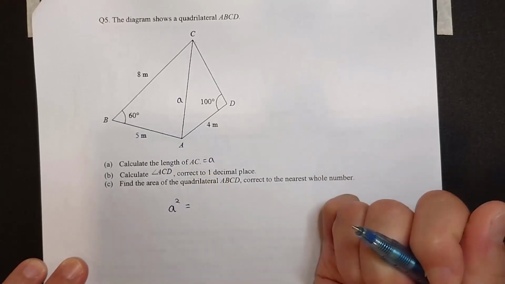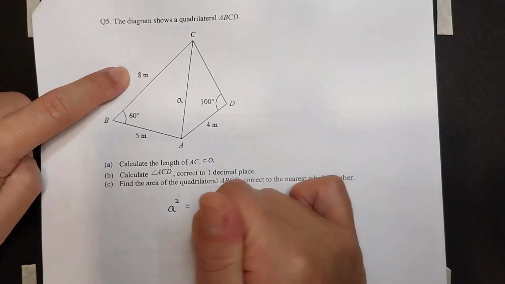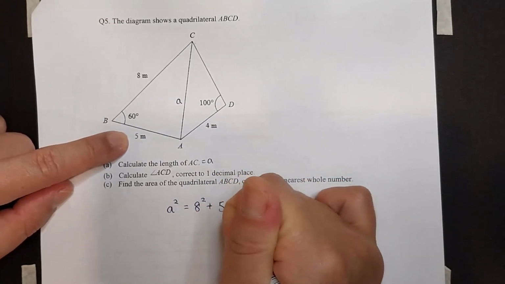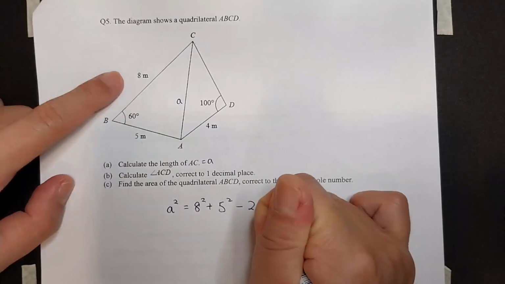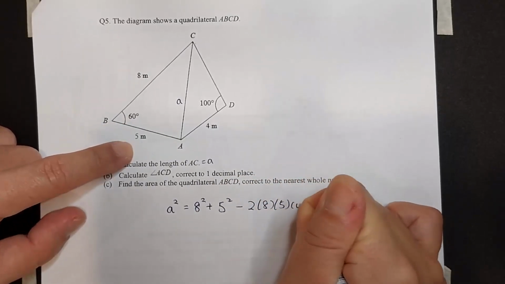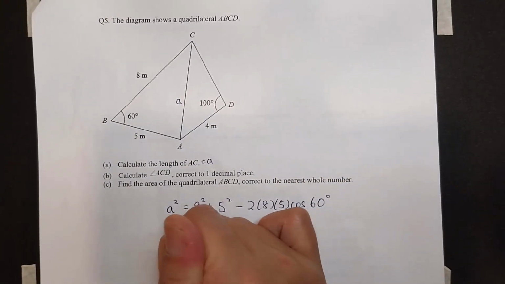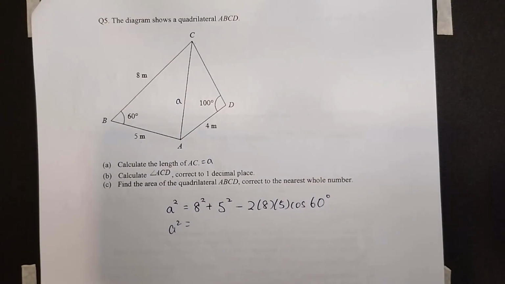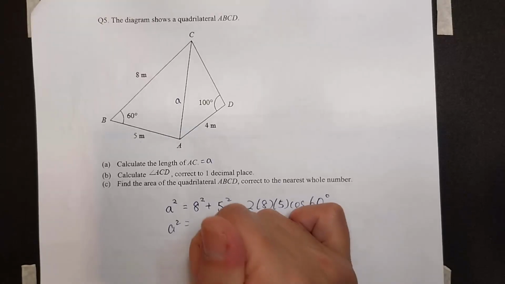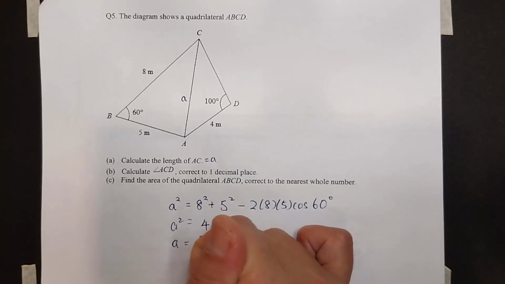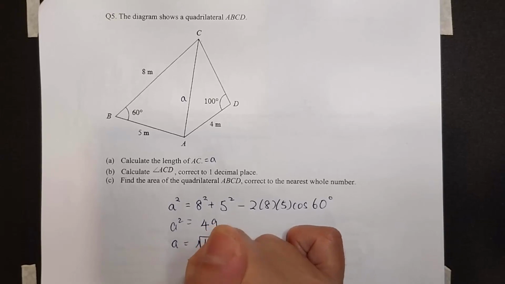A squared equals B squared plus C squared minus 2BC cosine the angle. All you need to do is press the calculator and we will have 8 squared plus 5 squared minus 2 times 8 times 5 times cosine 60. Now remember that this is actually A squared. So to find A, you need to square root 49 and A will be equal to 7.